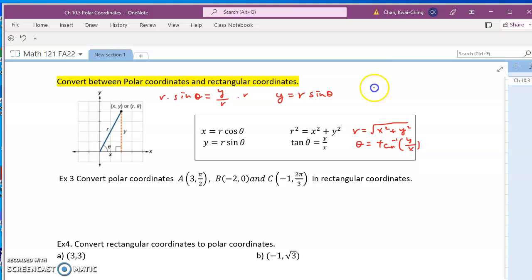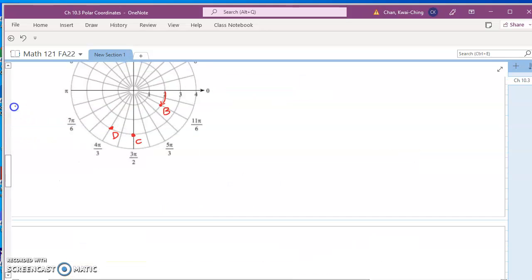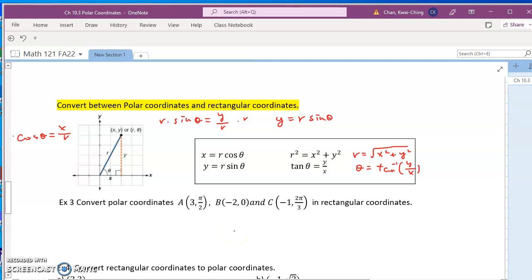And likewise, cosine theta is adjacent over hypotenuse, x over r, right? So multiply r on both sides, and you would see that r and r cancel on this side. So that means r cosine theta becomes x. So that is our two formulas to find x and y if I know r and theta. And if I know x and y, those are the formulas to find r and theta.